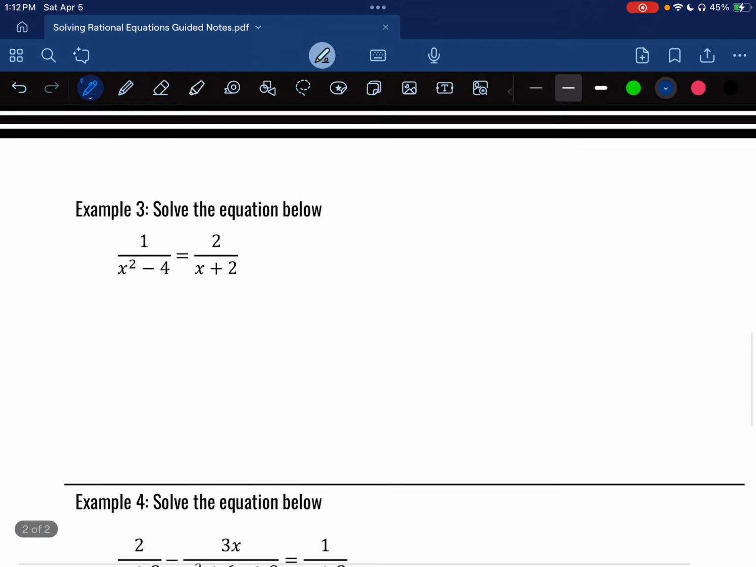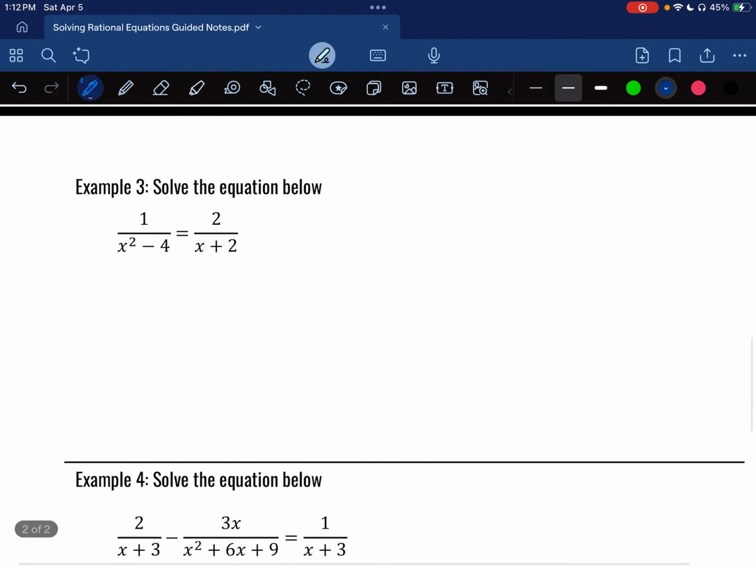All right, a little bit spicier here, but not crazy, right? We've just been stepping it up little by little. First thing I'm going to do, I see that x squared minus 4, and I'm like, oh, I know that is a difference of squares. So let's factor. All right, so we've got 1 over x minus 2 times x plus 2, and then that is equal to 2 over x plus 2.